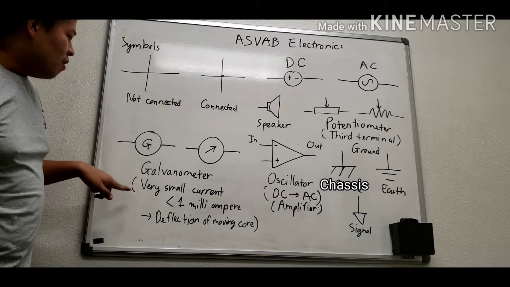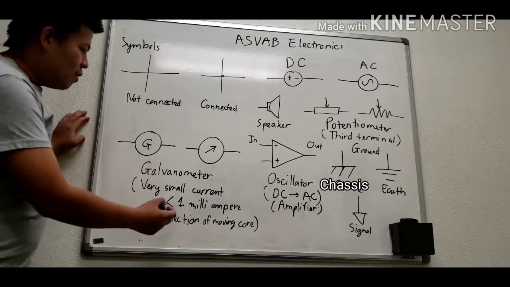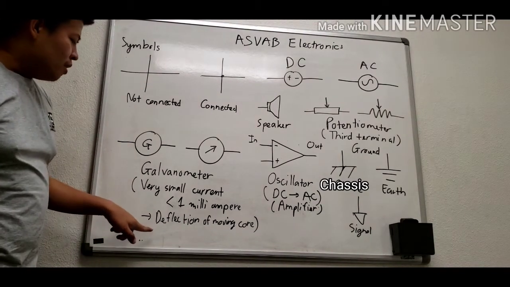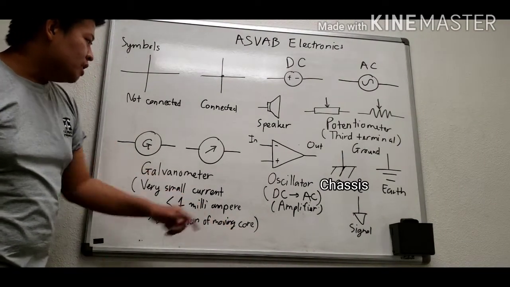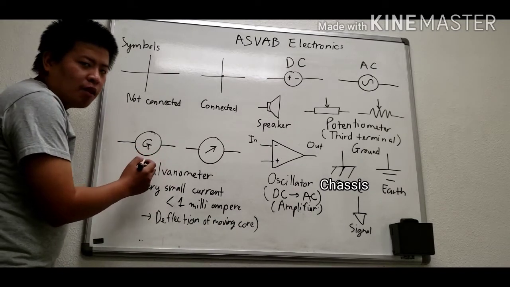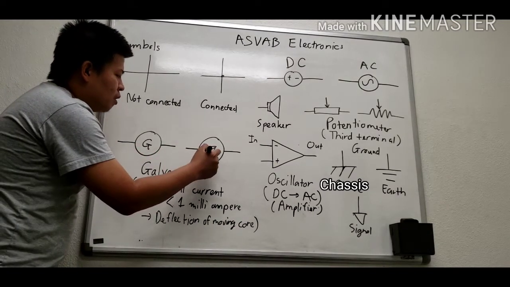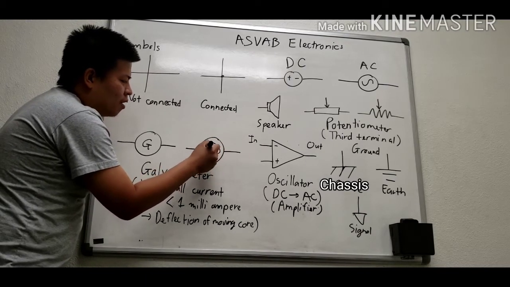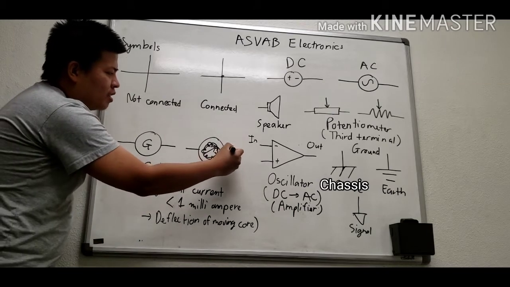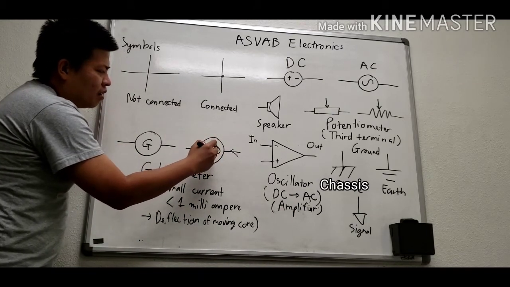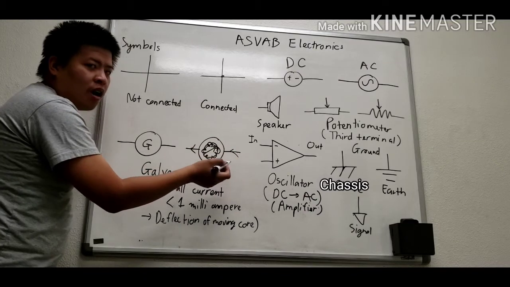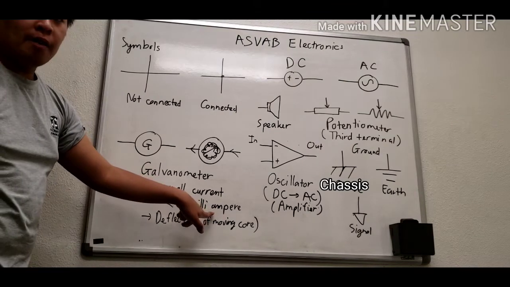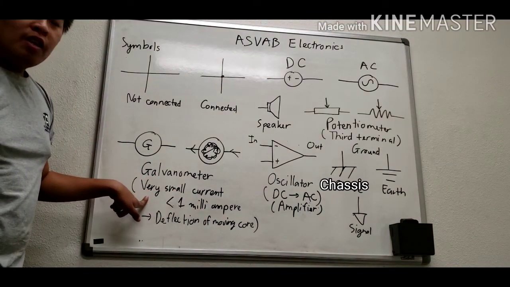The galvanometer is used for very small current, below 1 milliampere, and it uses the deflection of a moving coil. It means in the galvanometer they have the smaller current and the coil goes around the galvanometer. If the current goes inside the galvanometer, the needle will move to the right, so that we can get the current reading like an ammeter, but they just use very small current.